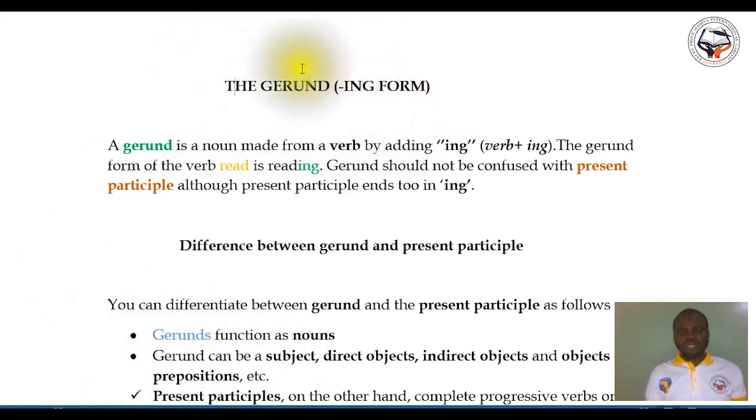What is the GERUND? The GERUND can also be called ing form. So if you see somewhere where it is written ing form, put in mind that it is the GERUND. A GERUND is a noun made from a verb by adding ing. What does it mean? That is, if you want to form the GERUND, you just take the verb to which you add ing. That is the verb plus ing.